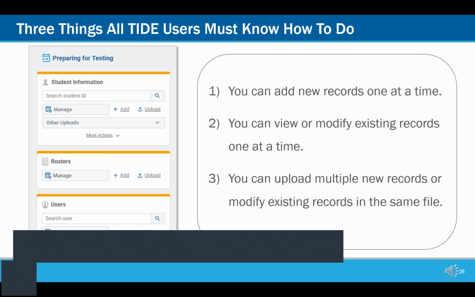Records for users, students, and rosters must be added to TIDE and kept up to date for the testing process to flow properly. Users not added to TIDE will not have access to any CAI systems. Students who are not added will be unable to test, and rosters not added will not be available in reporting. The process for adding and modifying records is similar for users, students, and rosters. This next section of the module will walk you through how to add records one at a time, how to view or modify existing records one at a time, and how to upload multiple new records or modify existing records in the same file.